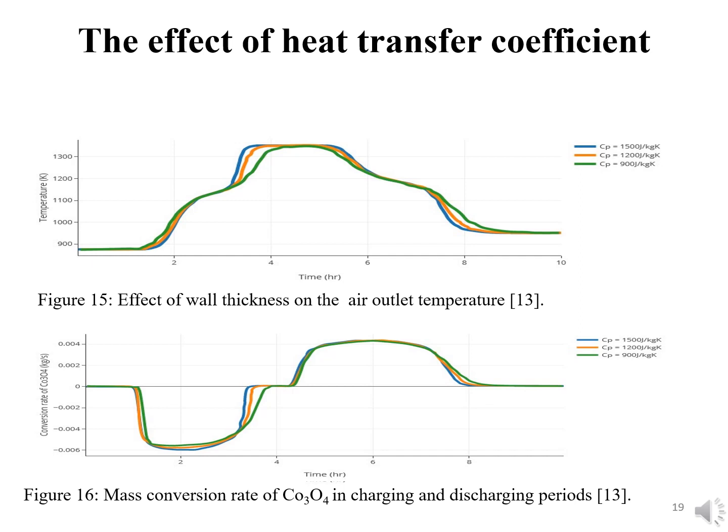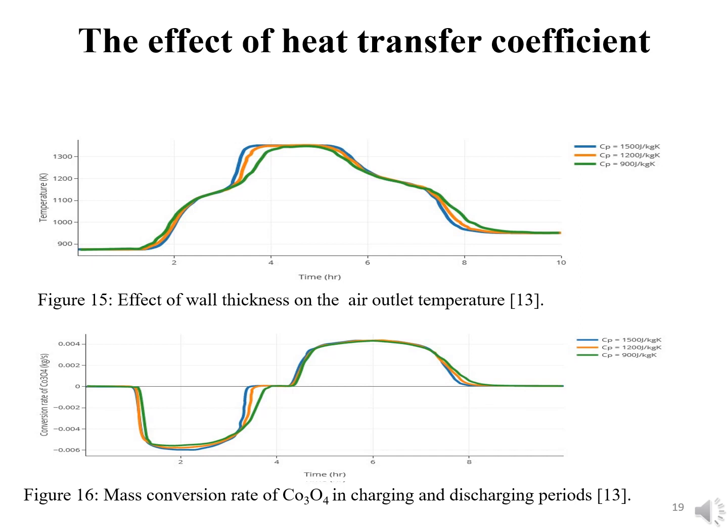Both the figures have specific heat 900, 1200 and 1500 joule per kg Kelvin. The first graph shows the influence of different wall thickness of the channels on air outlet temperature. When the inner diameter of the channel is fixed, during the charging process, air outlet temperature changes more gradually and reaches a lower peak value for larger wall thickness.